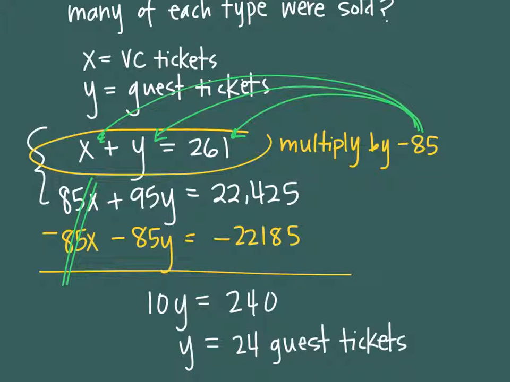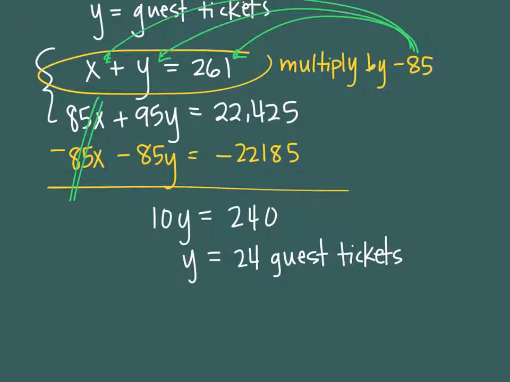Okay? Does that fully answer the question? So the question is how many of each type were sold. And so we would need to figure out how many of the x's there were. Well, we know that 261 was the total, so we can subtract 261 minus 24, which gives us 237 VC tickets. So that's a sample of elimination.